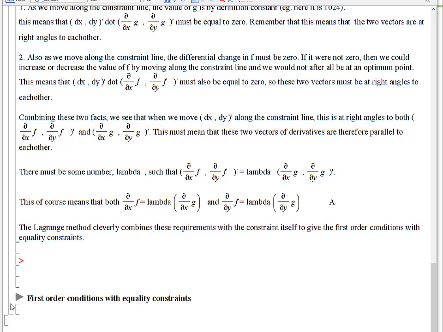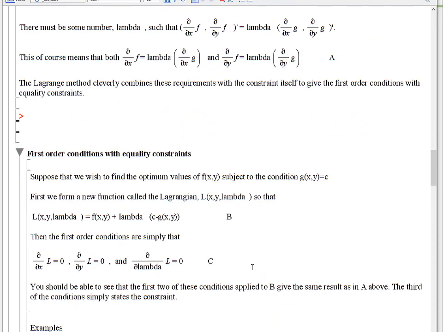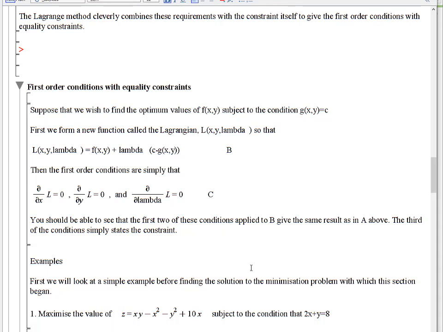And now we come to the first order conditions with equality constraints using the Lagrangian method. So the previous stuff was about why this works. Now this is how you apply it in practice. So we want to optimize this function subject to this condition.